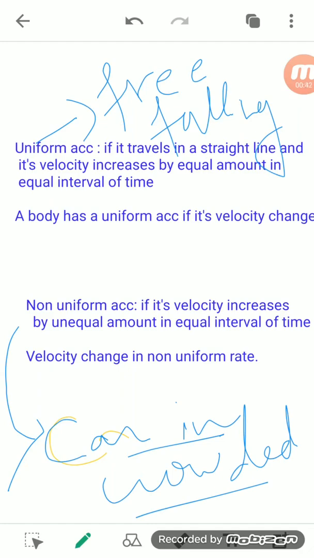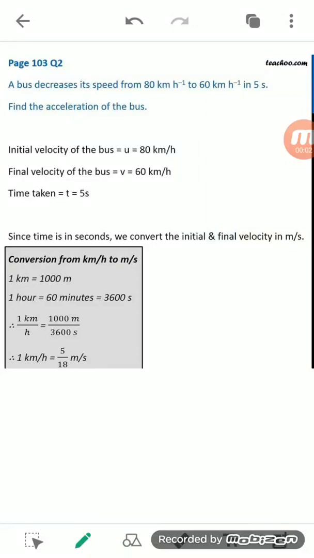Then we have studied the uniform and the non-uniform acceleration. In uniform acceleration, the velocity is increasing in an equal amount in equal intervals of time, and in a non-uniform acceleration the velocity is increasing in an unequal amount in equal intervals of time. Now related to acceleration, there is a numerical given here. Suppose a bus is decreasing its speed from 80 km per hour to 60 km per hour in 5 seconds, find the acceleration of the bus.